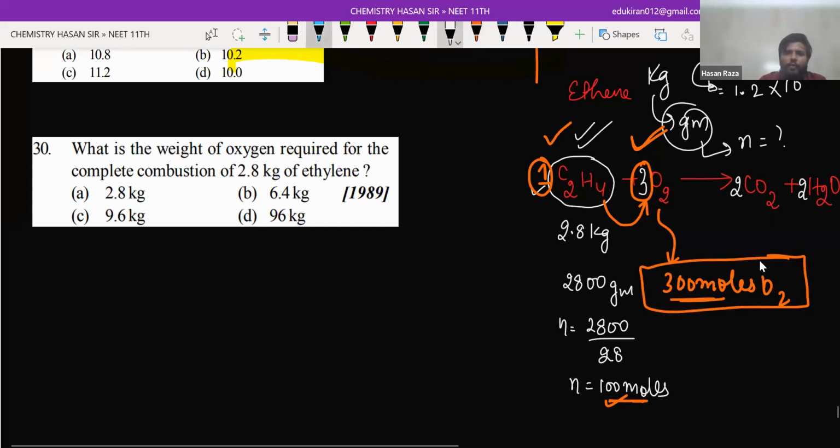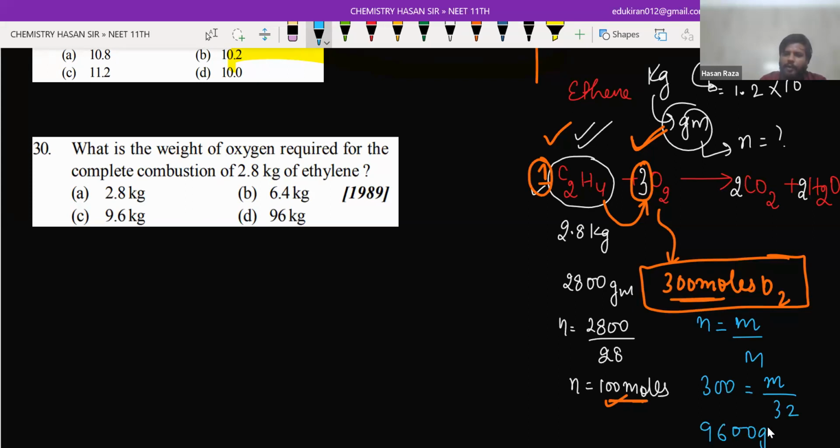Now what are you going to do? Very simple. Number of moles is equal to given mass upon molar mass. Number of moles is 300, given mass is M, molar mass of O2 is 32. When you calculate it, you will get 9600 gram, because this is also in gram. So mass is 9600 gram. Divide 9600 by 1000, because in the option it is given in kg. So the option is 9.6 kg of O2 is required to react with 2.8 kg of C2H4.